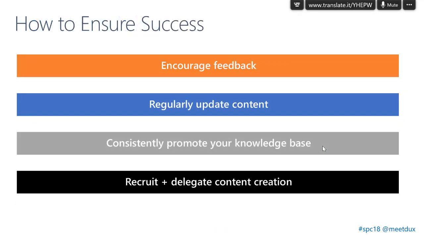Now, how do you ensure success? This is still ongoing learning for us, but what we found is these four core activities are important. Number one, constantly encourage feedback. What's working, what's not working, are there resources that you need? Regularly update content. Every time we have new content, be it a document or an FAQ, we publish it on Yammer and say, hey, check this out. Promote it to your knowledge base, and again, we use Yammer heavily so people see it.